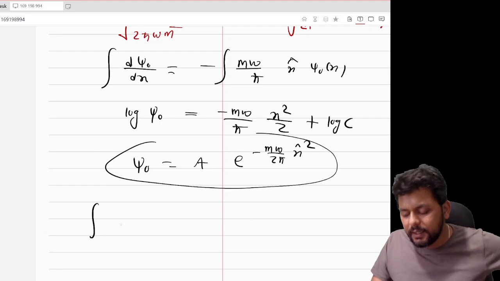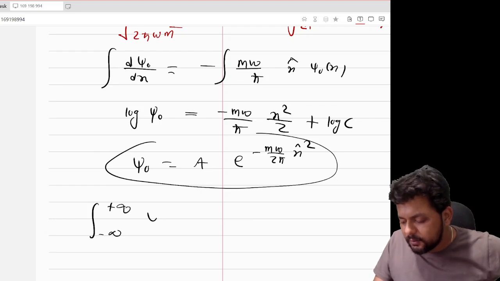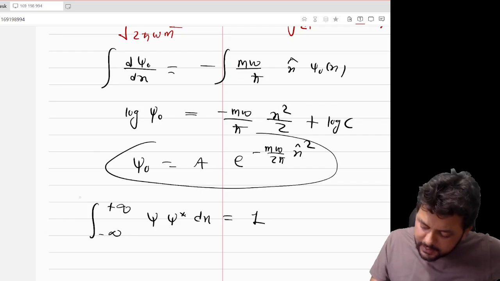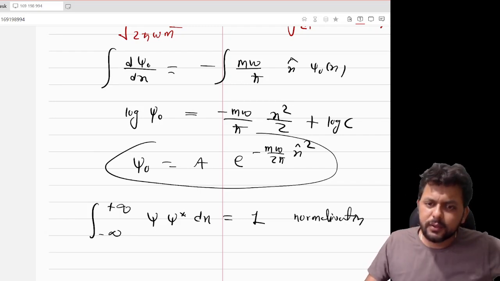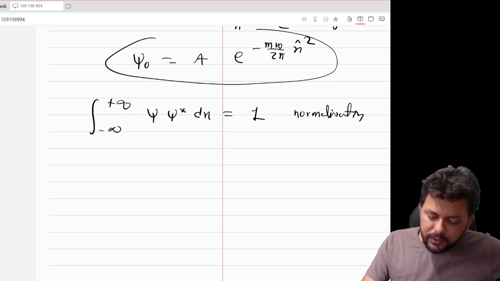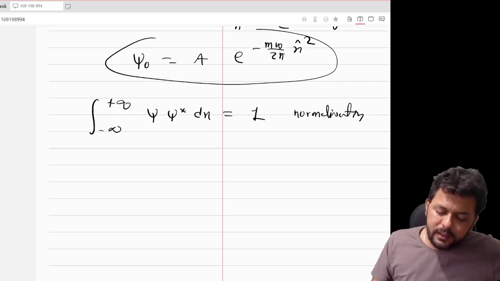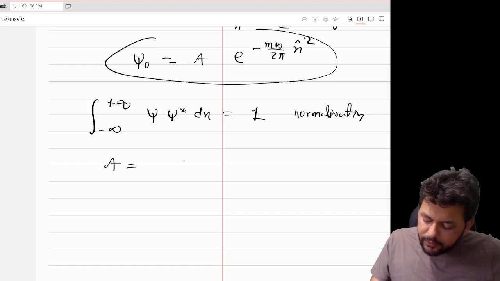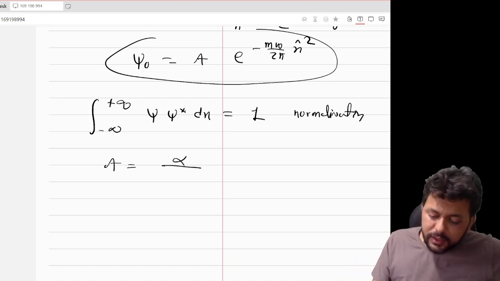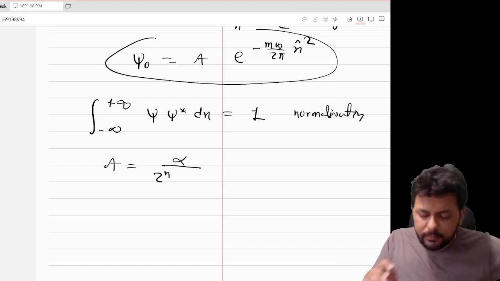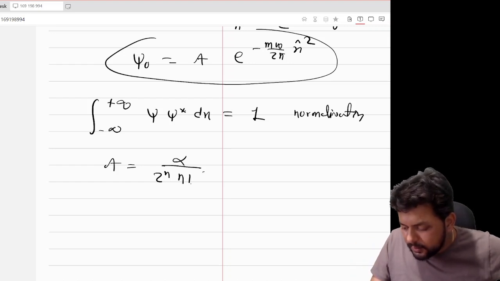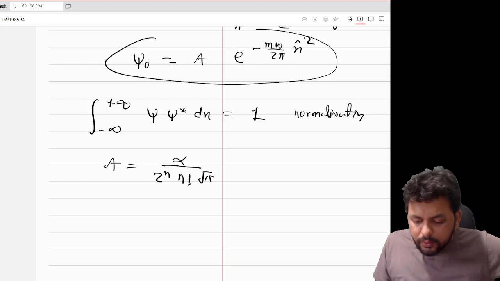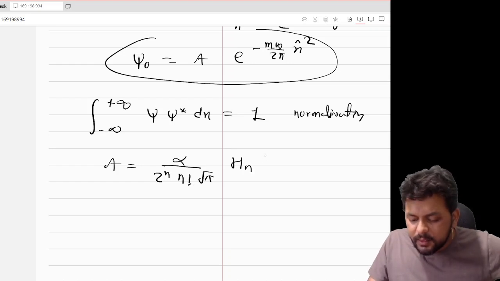Now if you integrate it from minus infinity to plus infinity, psi dagger psi dx should be equal to 1, the normalization condition. Every quantum mechanical wave function should follow this normalization condition. When you integrate it, it's a little bit difficult integration. You get the value of this constant a. I'm just putting it directly, you just have to integrate it: 1 over root of 2 to the n, n factorial root of pi, and with this H n of alpha x.